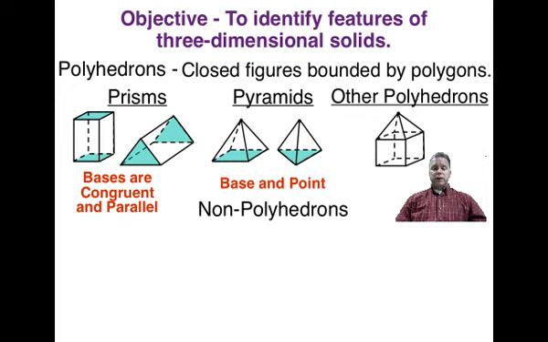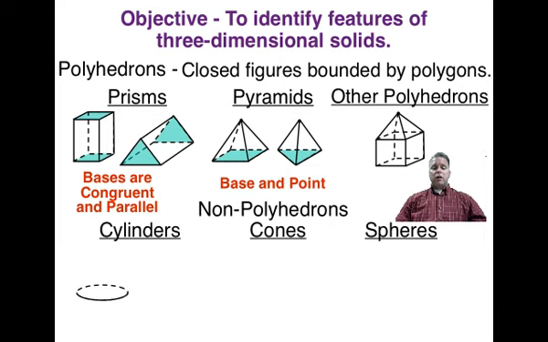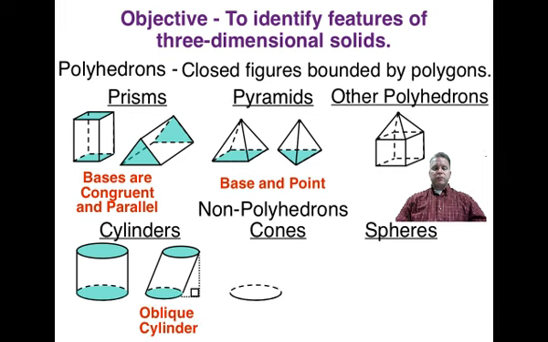Then we have our non-polyhedrons, our cylinders, our cones, and our spheres. So a cylinder is going to have 2 circles, and they're going to be connected. And they can be slanted, and that would be considered an oblique.